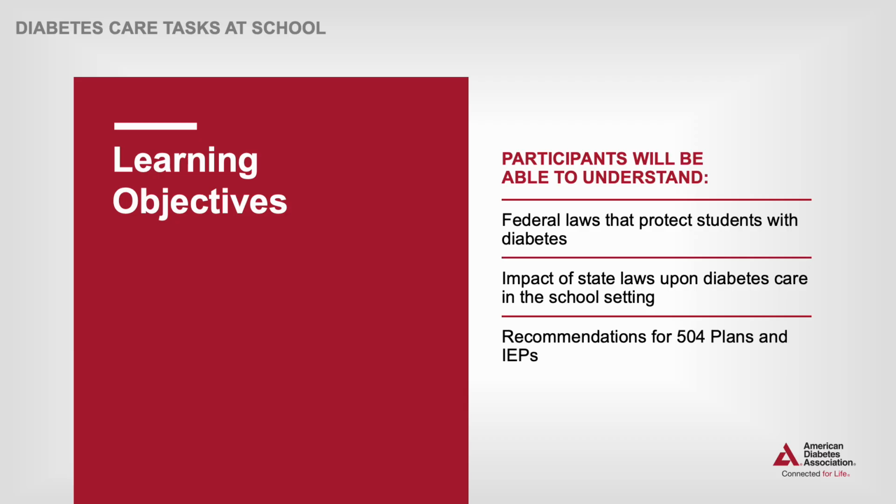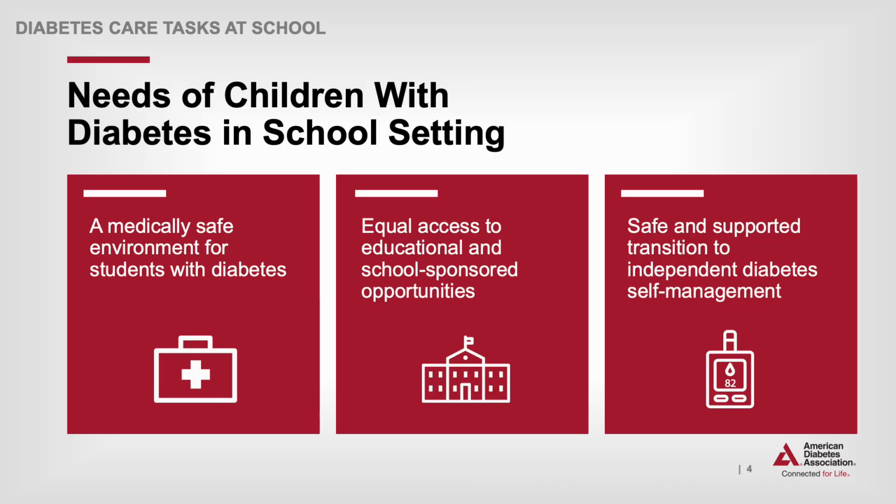This unit will be on laws that impact diabetes care in the school setting and will include federal laws that protect students with diabetes, impact of state laws upon diabetes care in the school setting, recommendations for 504 plans and IEPs. Students with diabetes need a medically safe environment. Students with diabetes must have the same access to educational and school-sponsored opportunities as do students without diabetes. Safe and supported transition to independent diabetes self-management is important.